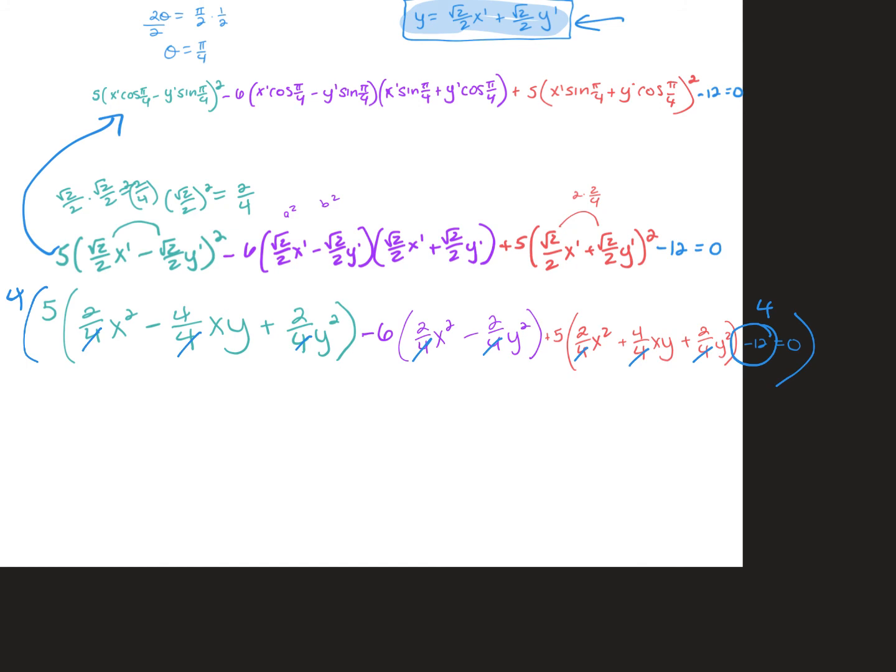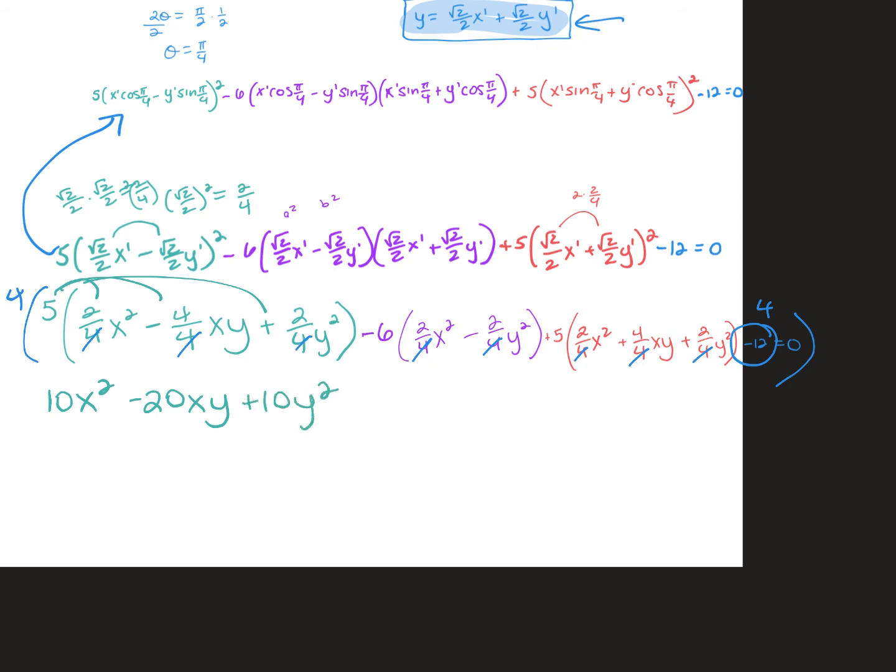Okay, so I'm going to do the next step together. I'm going to distribute, rewrite and distribute. So I'm going to distribute the 5 here and rewrite that line instead of having to do it twice. So 5 times 2x squared would be 10x squared. 5 times negative 4 is negative 20xy. 5 times 2 is 10y squared.